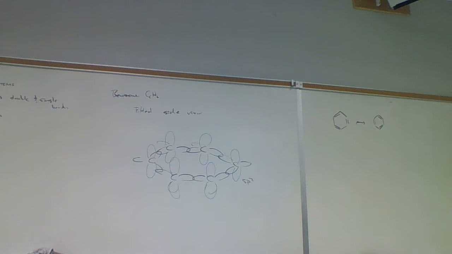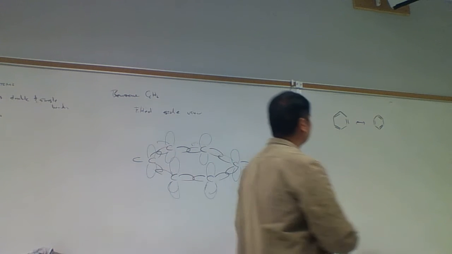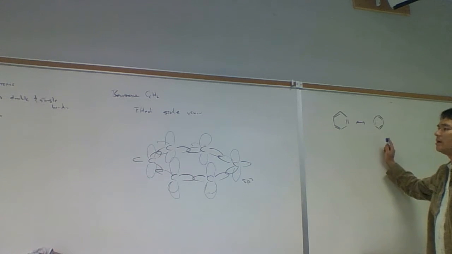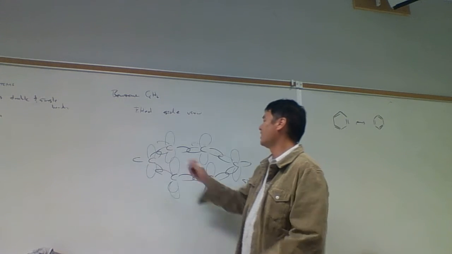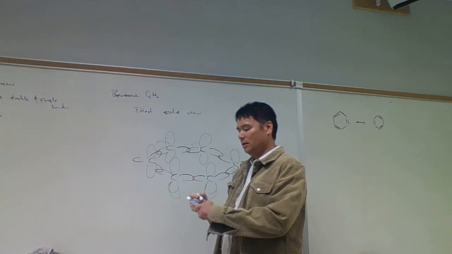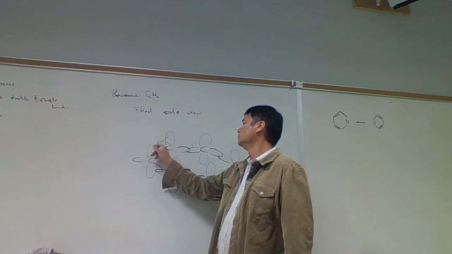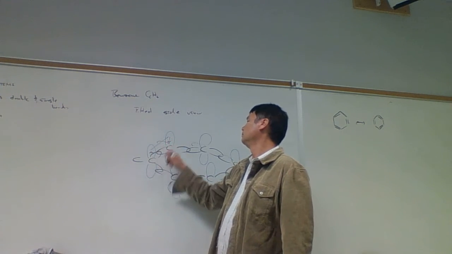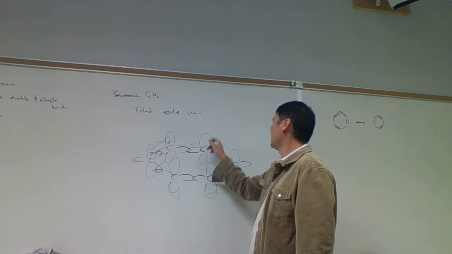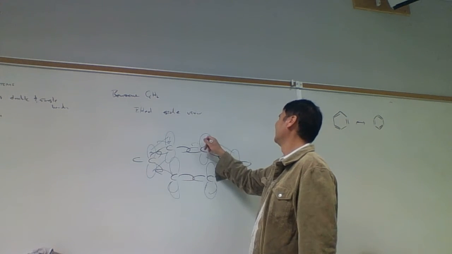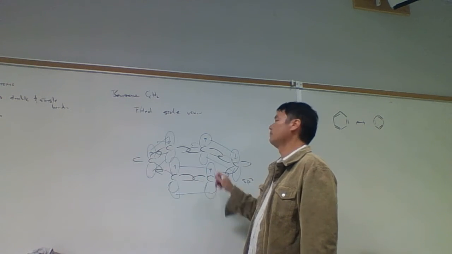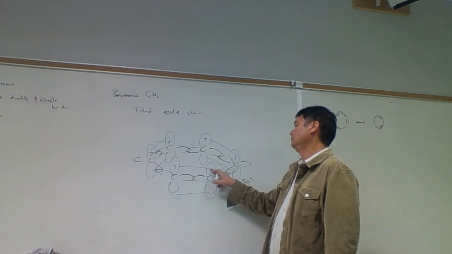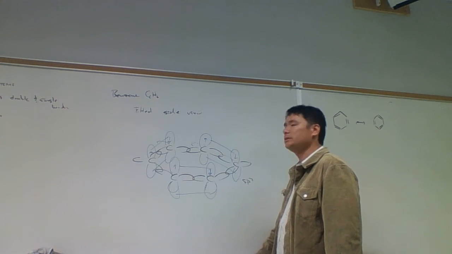All right, now what we're going to have is alternating double and single bonds. So let's pick a resonance form. Which resonance form do you want to do? It doesn't matter. Let's do this one. If we do this one, then it's kind of like this. I have a double bond here, and then I have a double bond here, and I have a double bond here. Do you see that?